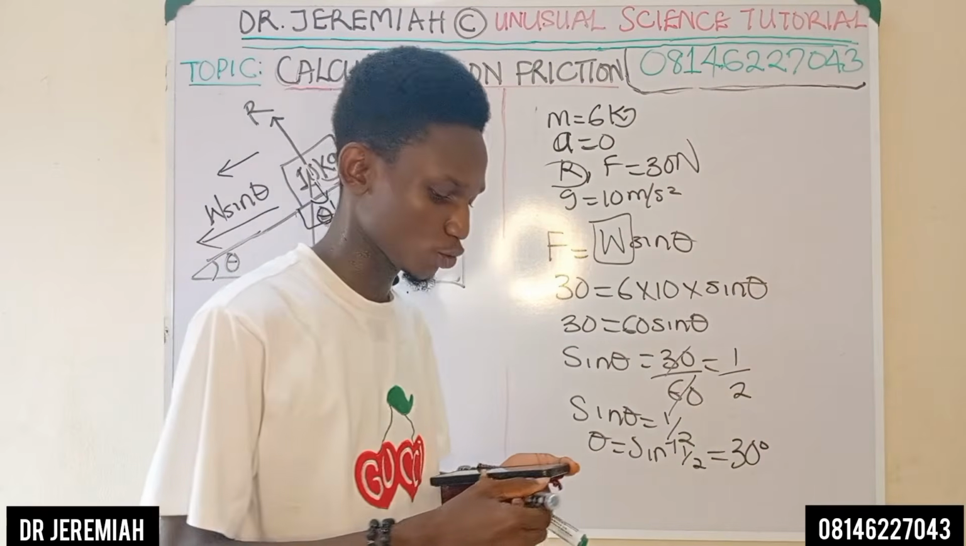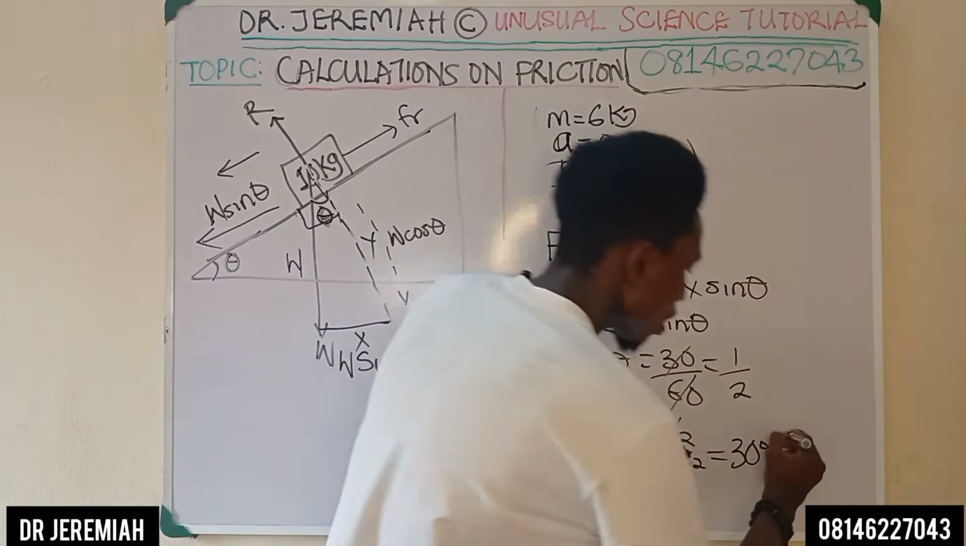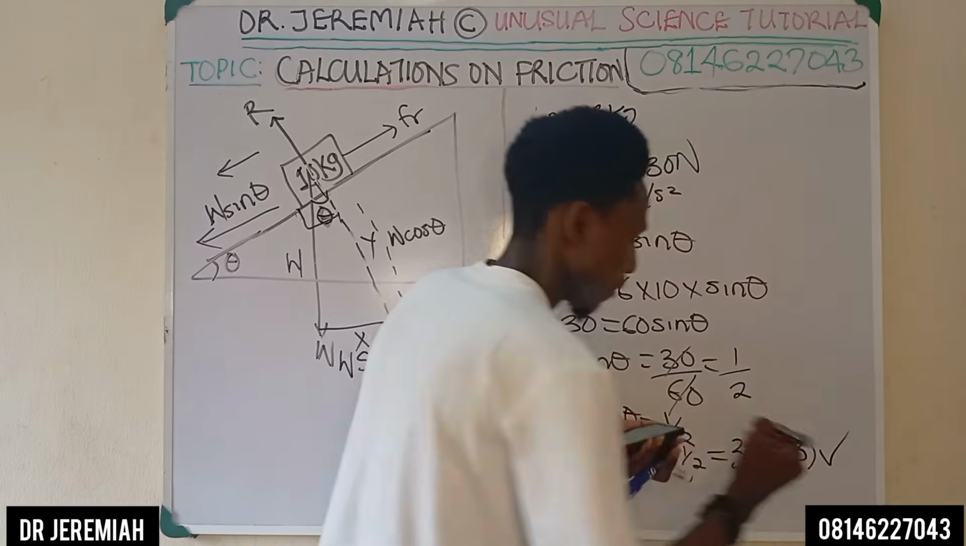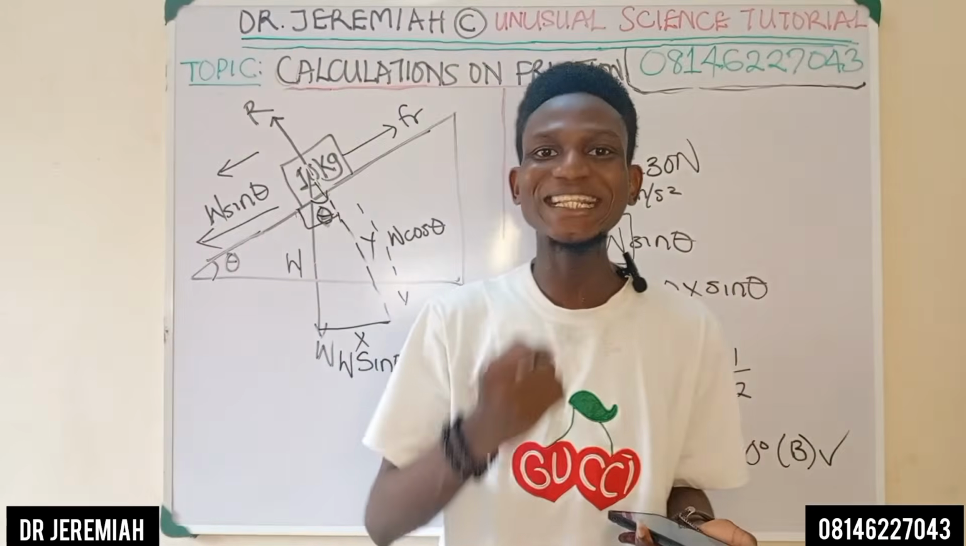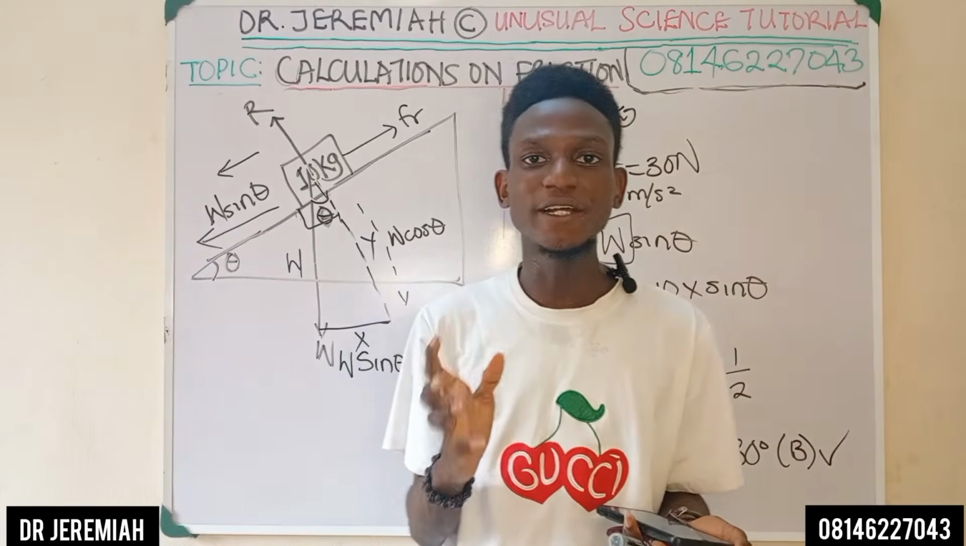So you see how simple it was. I didn't waste time on this question because we have wasted a lot of time in this video. So our correct answer is option B. So I think from these examples you see that friction and inclined plane is very, very easy.